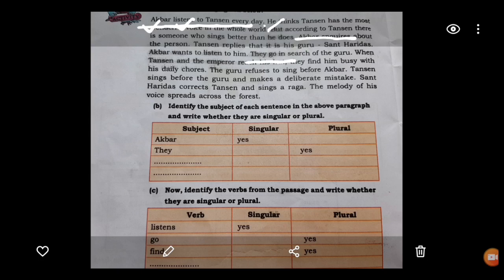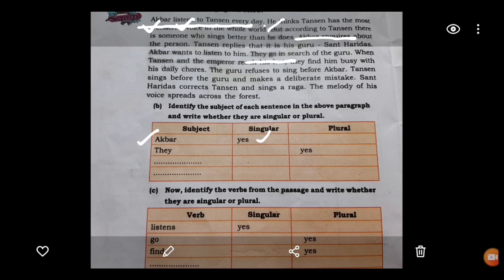Now I will not tell all the sentences. You just go to that box, Activity B. Identify the subject of each sentence in the above paragraph and write whether they are singular or plural. ഓരോ സെൻറ്റൻസ് എടുത്തിട്ടാണ് നമ്മൾ ചെയ്യേണ്ടത്. അക്ബർ ഫസ്റ്റ് സെൻറ്റൻസ് നമ്മൾ നേരത്തെ നോക്കി. Akbar listens to Tanzan every day. Now subject ഏതാണ് അതിൽ? Akbar. Akbar is the subject. സിംഗുലർ ആണോ പ്ലൂരൽ ആണോ? സിംഗുലർ ആണെങ്കിൽ you may write yes in singular column.